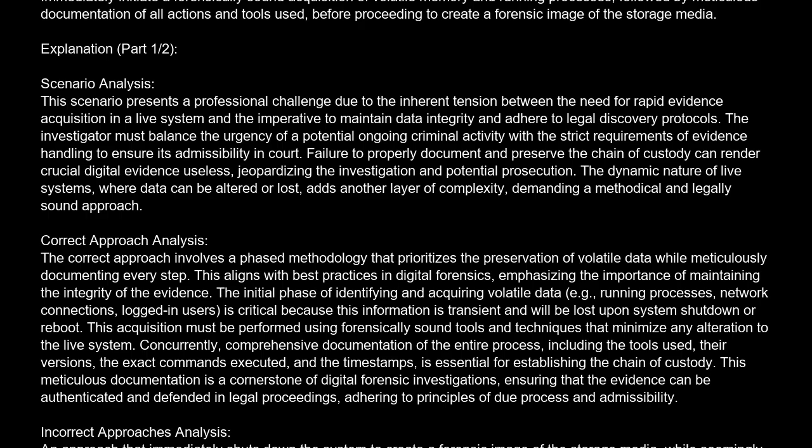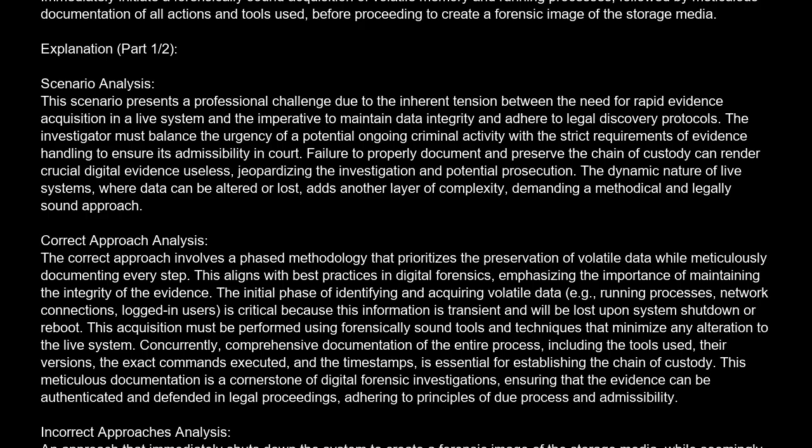Correct approach analysis. The correct approach involves a phased methodology that prioritizes the preservation of volatile data while meticulously documenting every step. This aligns with best practices in digital forensics, emphasizing the importance of maintaining the integrity of the evidence. The initial phase of identifying and acquiring volatile data, e.g., running processes, network connections, logged-in users, is critical because this information is transient and will be lost upon system shutdown or reboot.